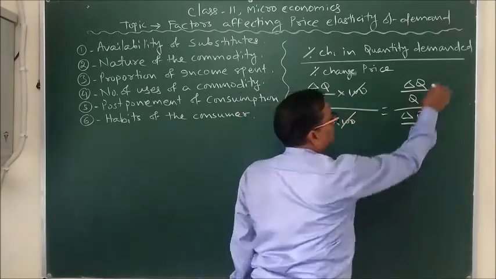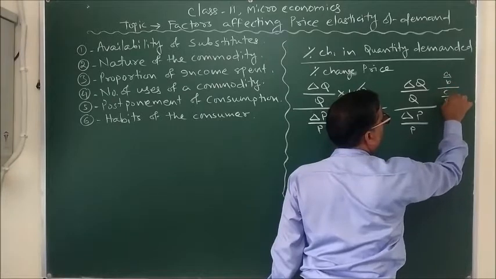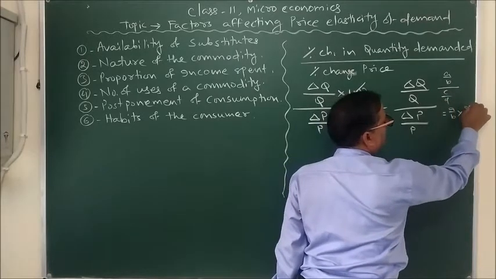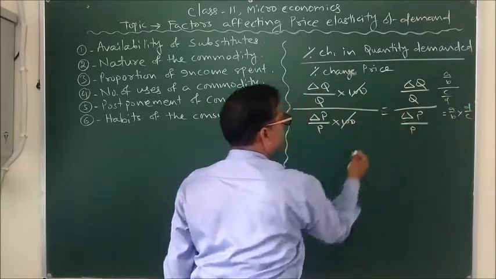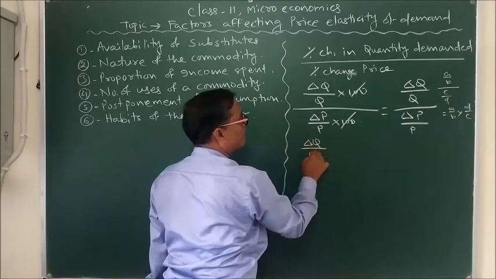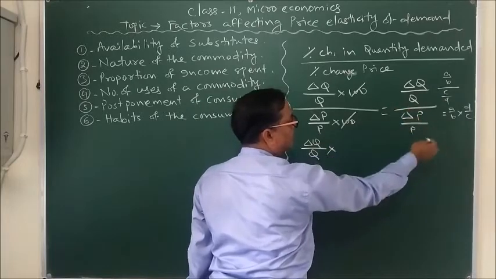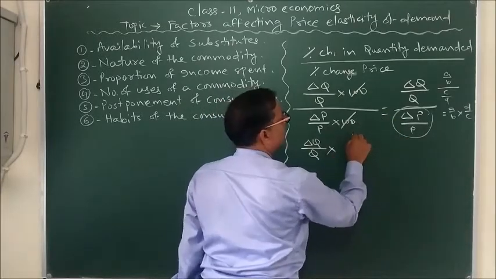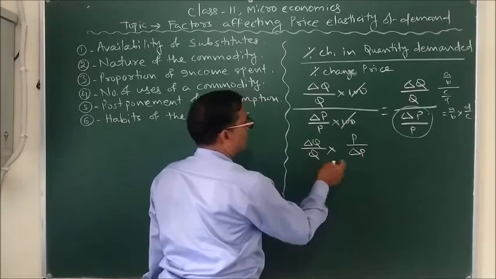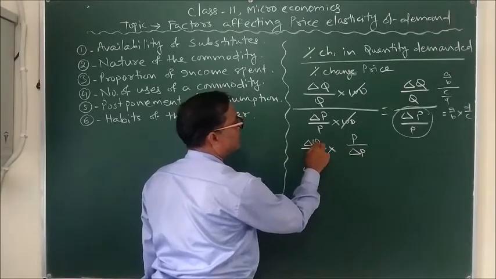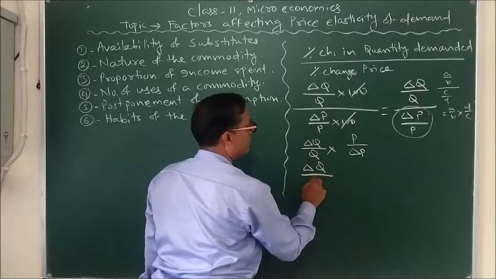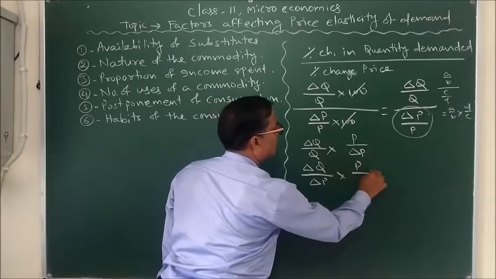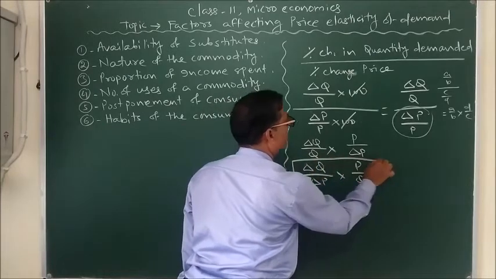You know that A by B whole divided by C by D can be written as A by B multiplied by the reciprocal of C by D, that is D upon C. The same thing applied here: del Q upon Q, division turned into multiplication, and we take the reciprocal of the denominator, del P upon P. The reciprocal is P upon del P. If we interchange the places, we get del Q upon del P into P upon Q. So this is the final formula.